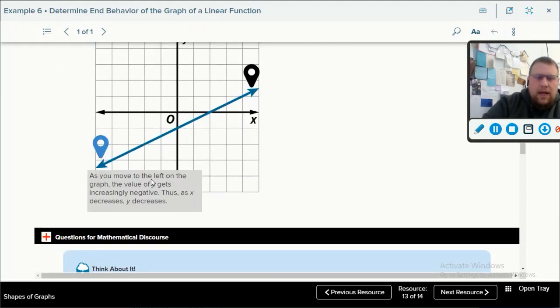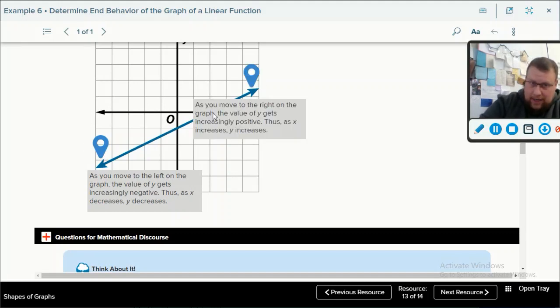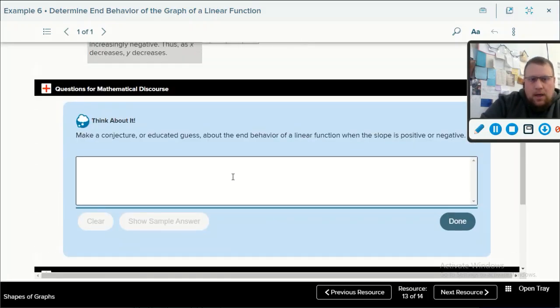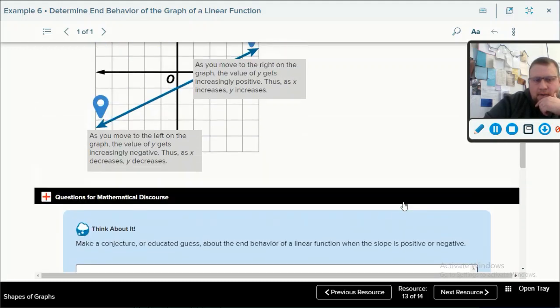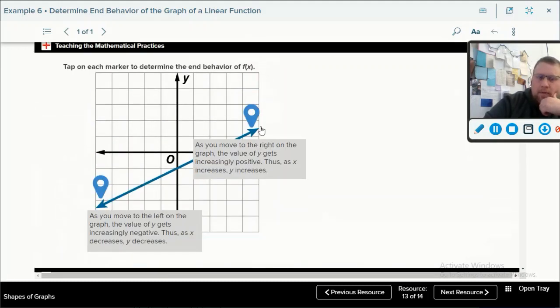And what do we see on the left side? As you move to the left, the value is decreasing, which means as x decreases, because it decreases going left, y also decreases. Conversely, as you move to the right, as x increases, y increases. So what is the end behavior of a linear function when the slope is positive or negative? Well, this is a positive slope. It's going up from left to right. And we see, again, as x decreases, y decreases. As x increases, y increases.